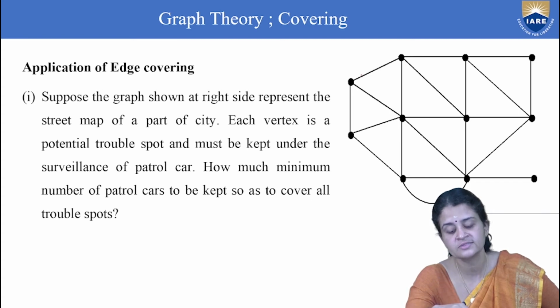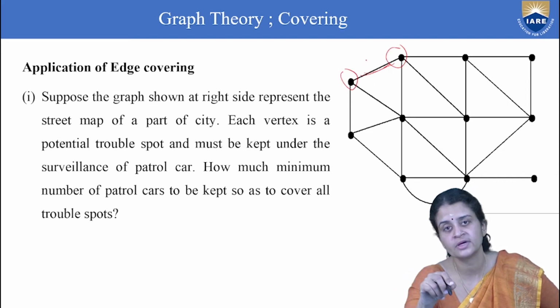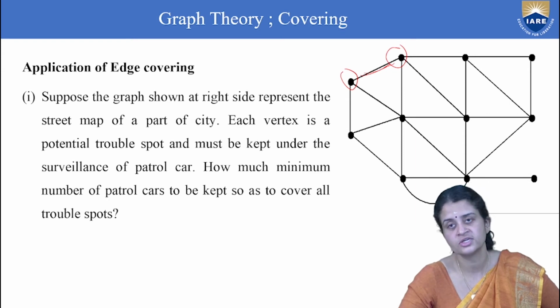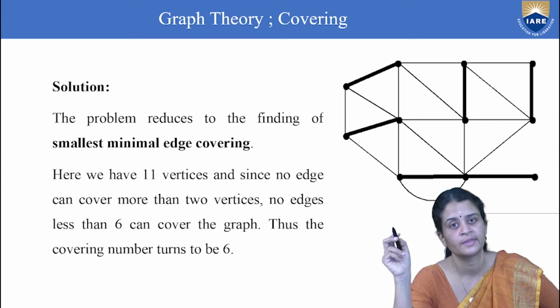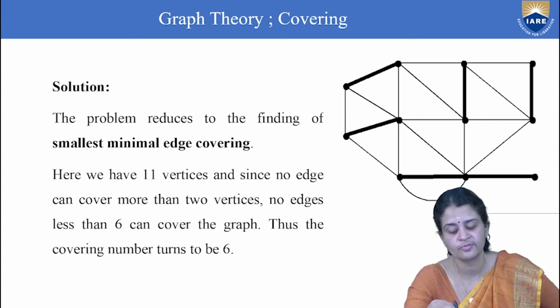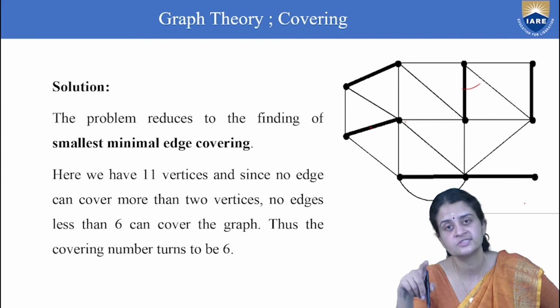So if I am taking this route, they can cover only these 2 trouble spots, right? Like that. So the question reduces to finding the smallest minimal edge covering. If I am taking this edge, I can cover these 2 vertices. Similarly, if I am taking this edge, I can cover these 2 vertices. If this is taken, these 2 vertices. So all the 11 vertices can be covered with these 6 edges.